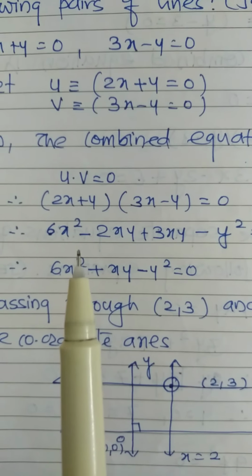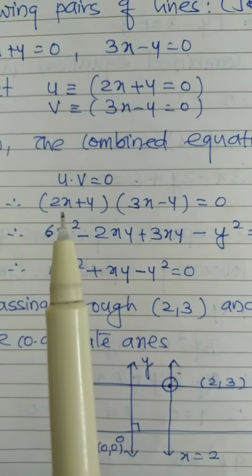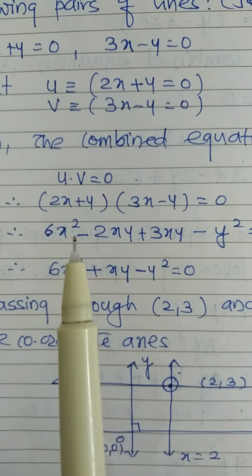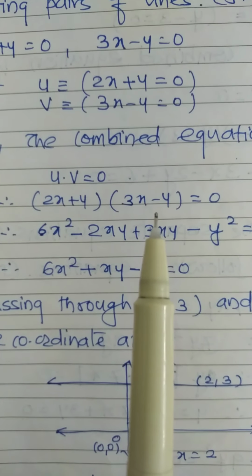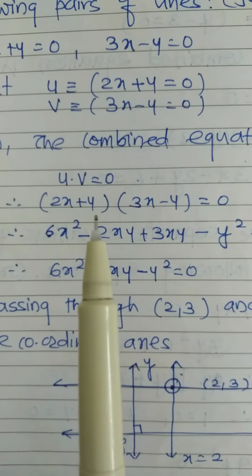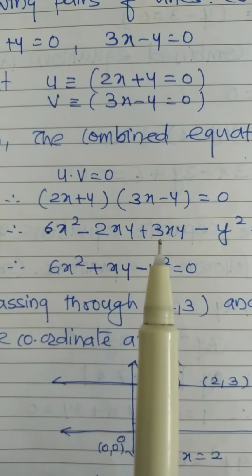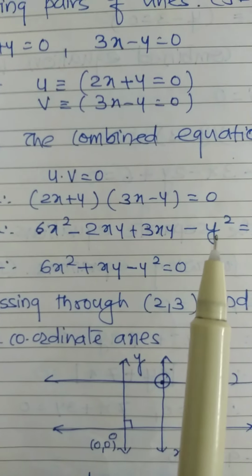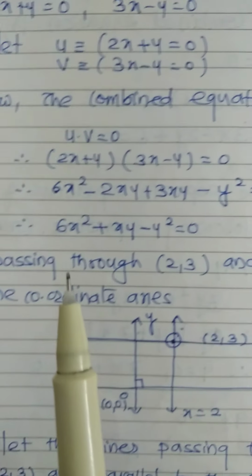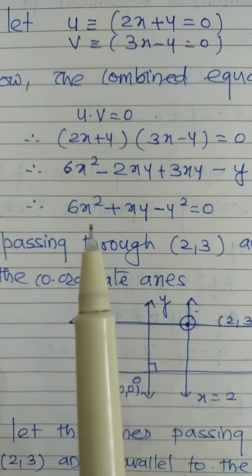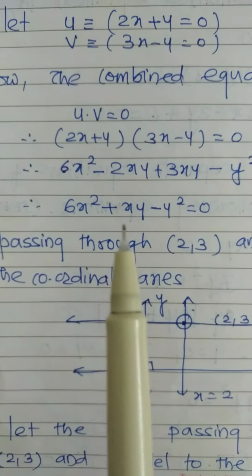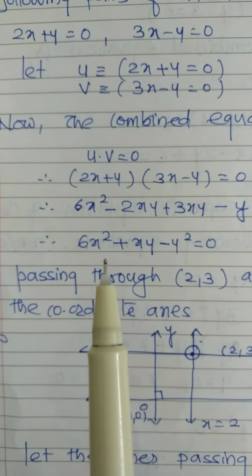and v, 3x minus y, equals 0. So the product of these two: 2x into 3x is 6x square, 2x into minus y is minus 2xy, y into 3x is plus 3xy, minus y square, equals 0. Therefore, the modified form is 6x square plus xy minus y square equals 0. This is the combined equation of the pair of straight lines which are given.